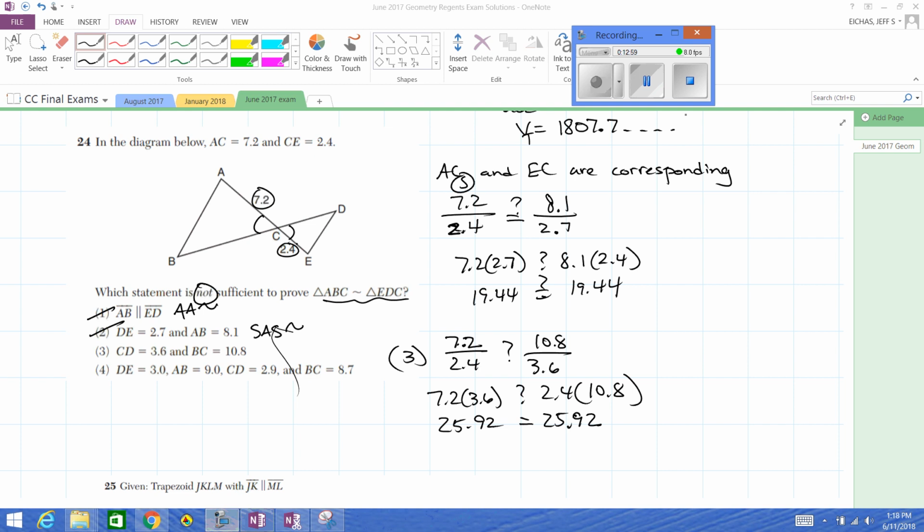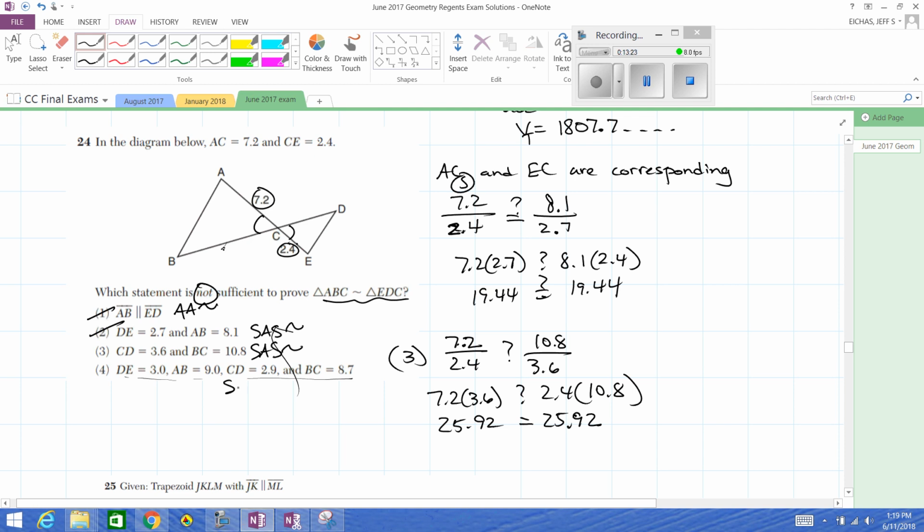Okay, so I tested choice 3. If we had 3.6 for CD and 10.8 for BC, those would be proportional. So again, we'd be using side angle side similarity. I tested these as well, and then I went back and realized what I messed up on. So this one, these work by side, side, side, right?